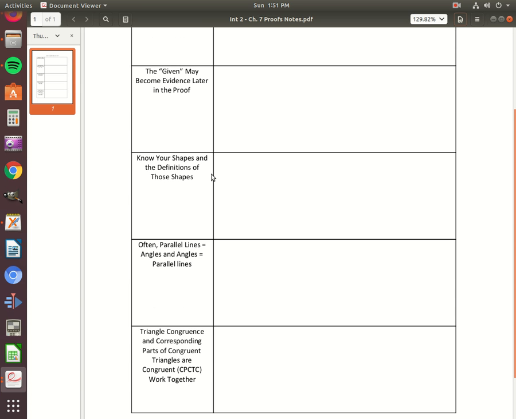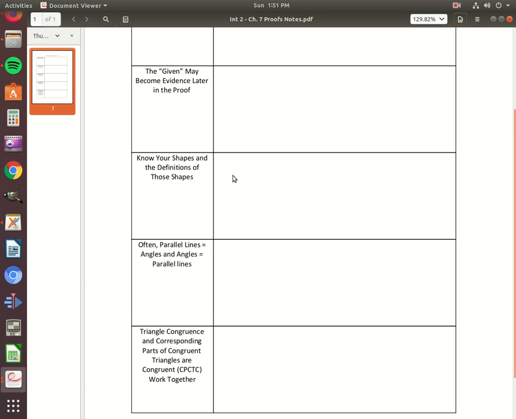So know your shapes and the definitions of those shapes. That's going to be a big one. And that's kind of like this given one, right? If they give you that something's a rectangle, well, what does it mean if something's a rectangle? Does that mean that there's 90 degree angles? Or does that mean that the opposite sides are equal? Or does that mean the opposite sides are parallel? Or does that mean all of it? What does it really mean to be a rectangle? I think most of us probably don't know that. And we'll talk about this more in a minute, but it's good to know the exact definition of these shapes and have them handy as we go through here.